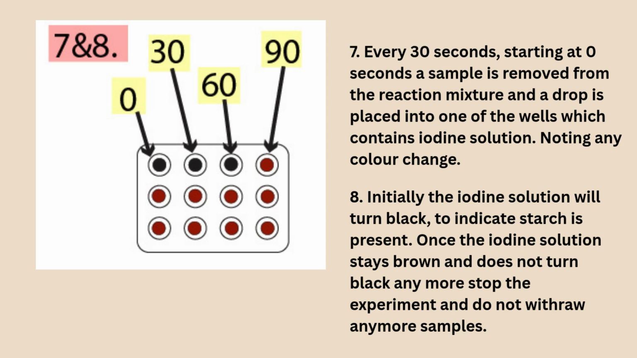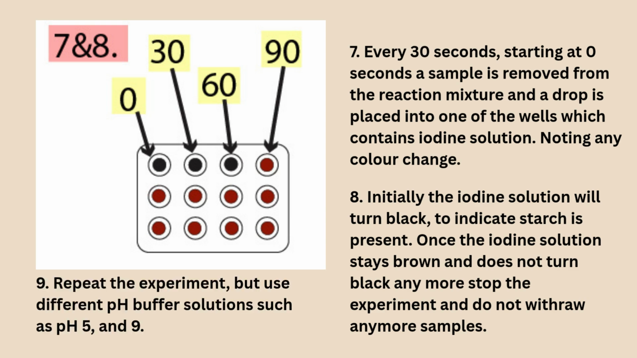Initially the iodine solution will turn black to indicate the starch is present. Once the iodine solution stays brown and does not turn black anymore, stop the experiment and do not withdraw any more samples from the reaction mixture. Then we will repeat the experiment but use different pH buffer solutions such as pH 5 and pH 9.